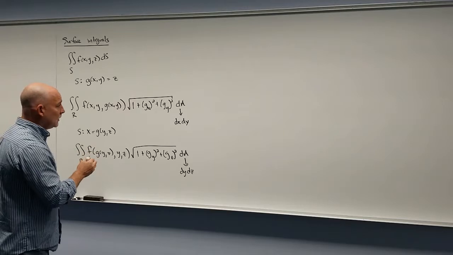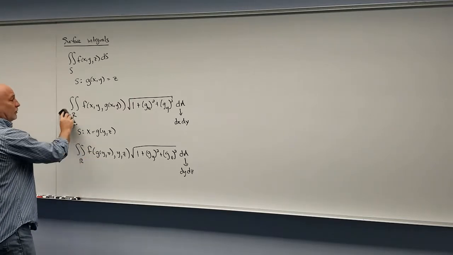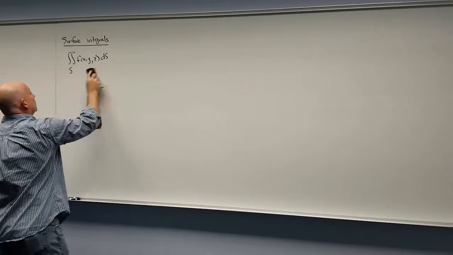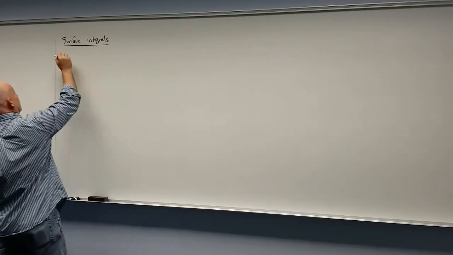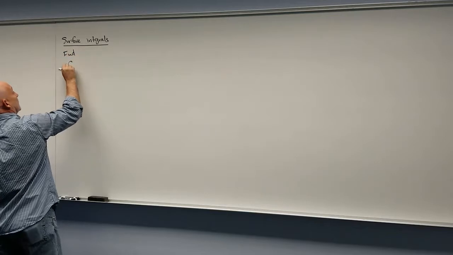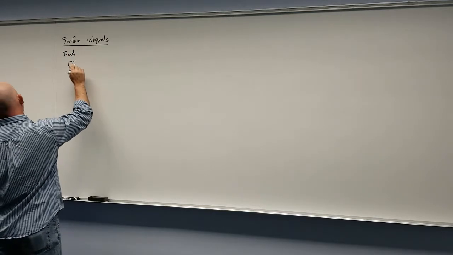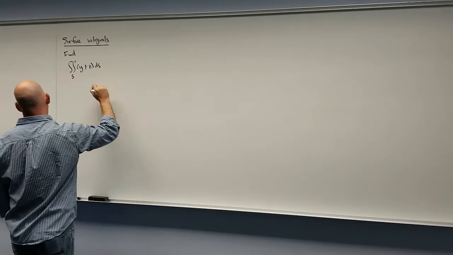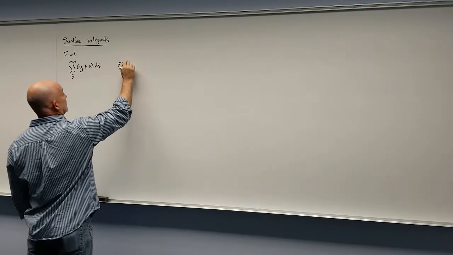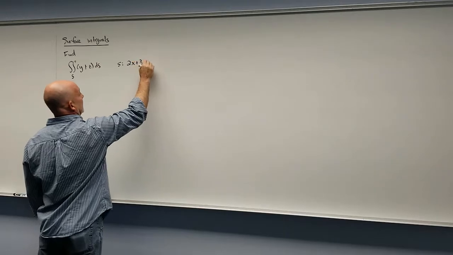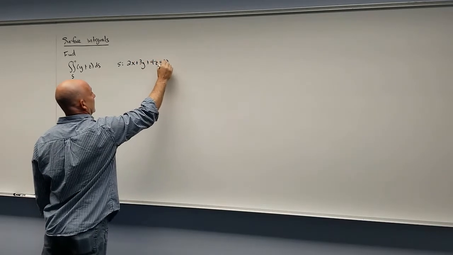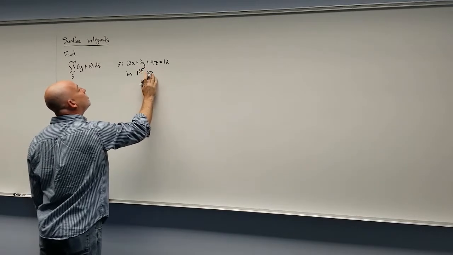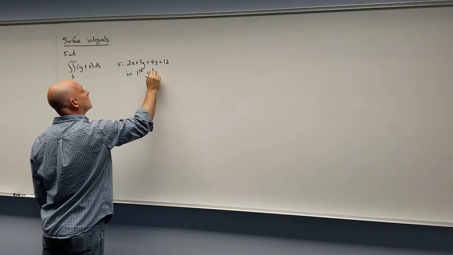So let me go ahead and get these out of here because they are just formulas. I'll put them up in just a second. So let's say I said find the surface integral of y plus z dS, where our surface is 2x plus 3y plus 4z equals 12 in the first octant.